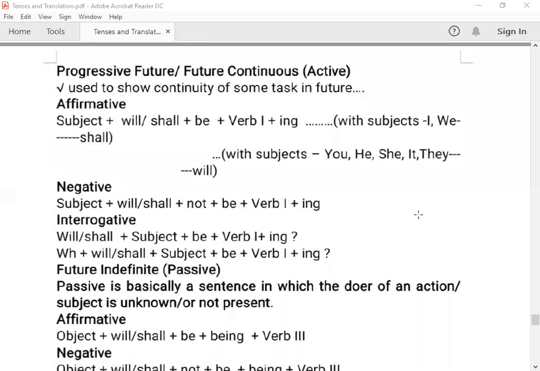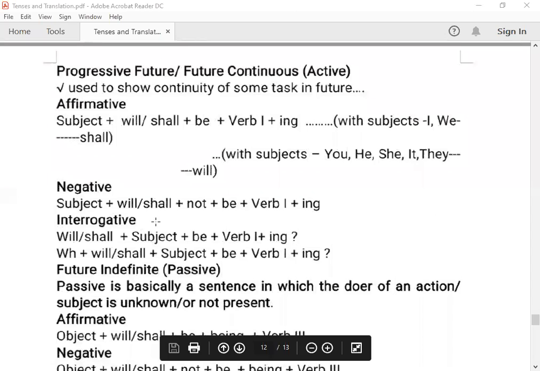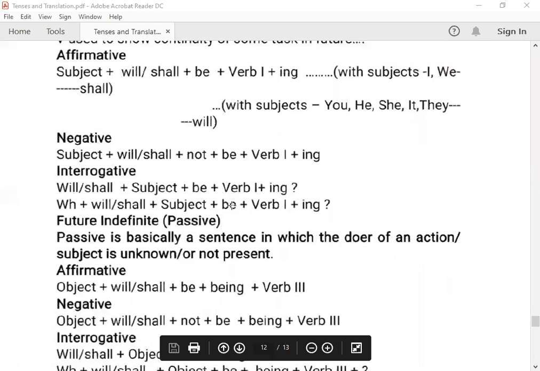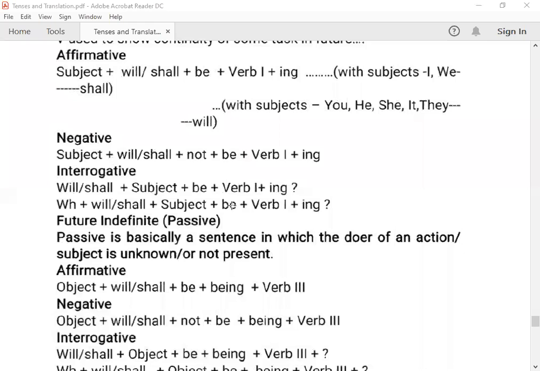Affirmative sentences we make by subject plus will or shall, that are modals, plus be as helping verb, plus ing. Here we use will or shall according to the subject, and then we use verb first form plus ing. Then for negative sentences, after will or shall we put not, and be is just in its place as before. Interrogative sentences: will, shall, we place it in the beginning, and then subject plus be.